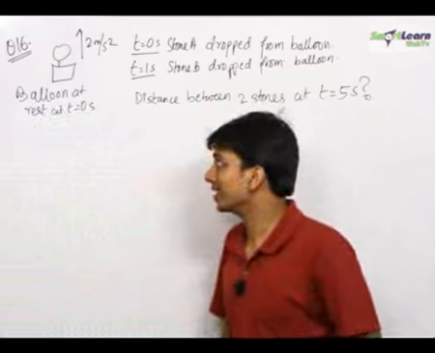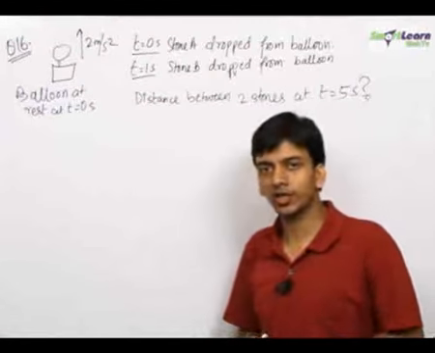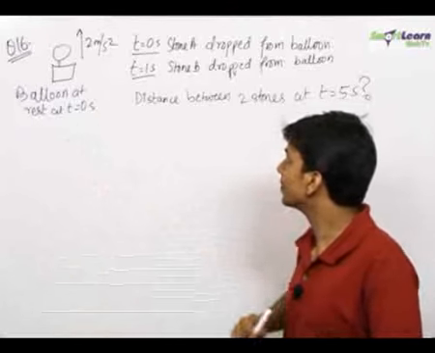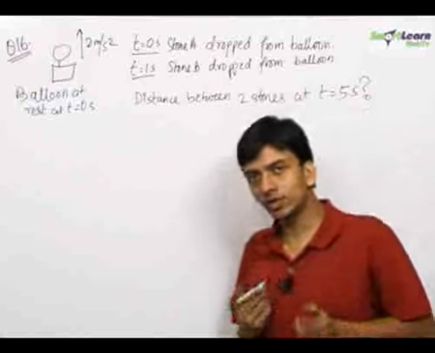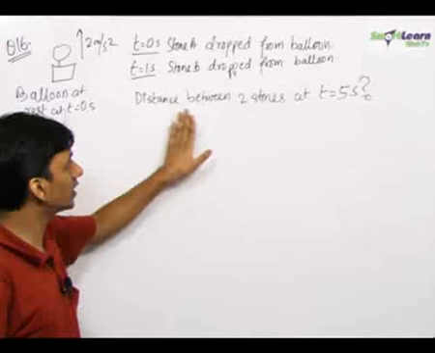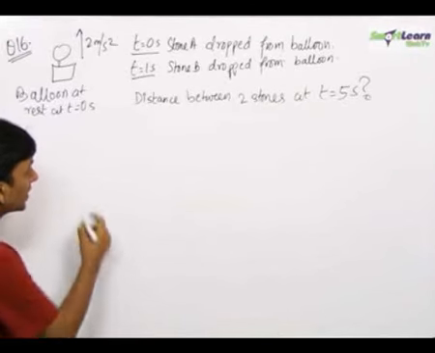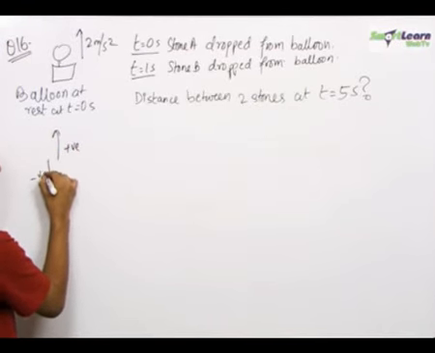The question is: a hot air balloon is moving up with a constant acceleration of 2 meters per second square. Initially the balloon was at rest, and initially a stone is dropped from the balloon. At t equal to 1 second, another stone is dropped from the balloon, and we need to find the distance between the two stones at t equal to 5 seconds. So let us consider the upward direction as positive and the downward direction as negative.